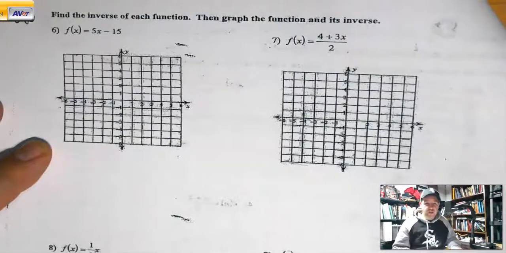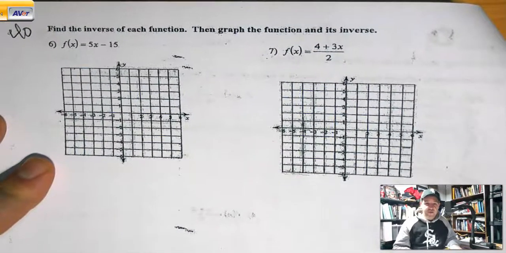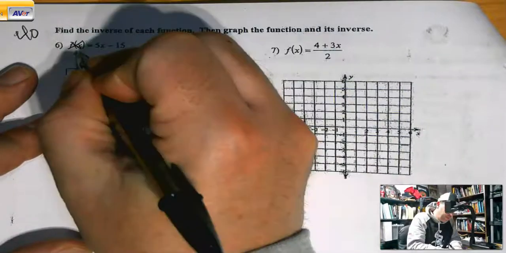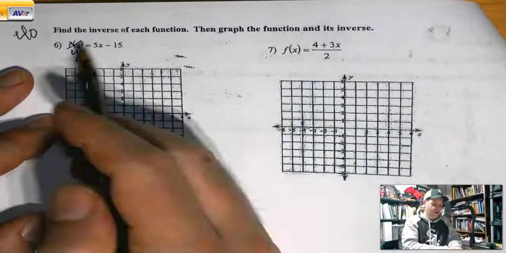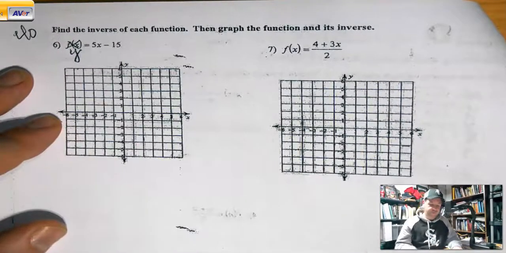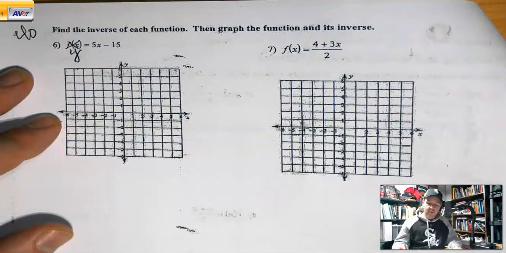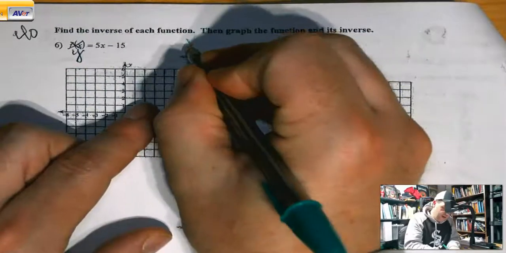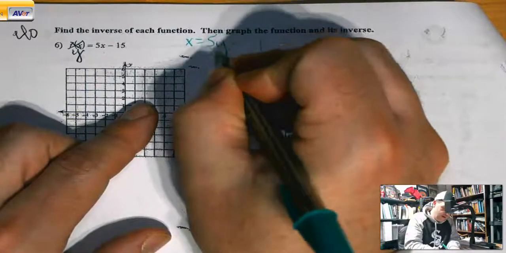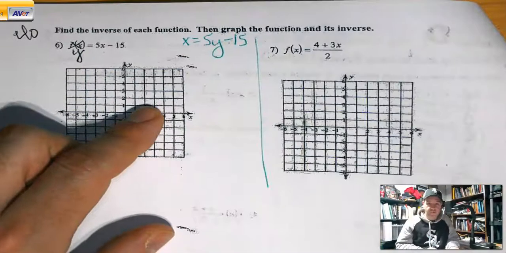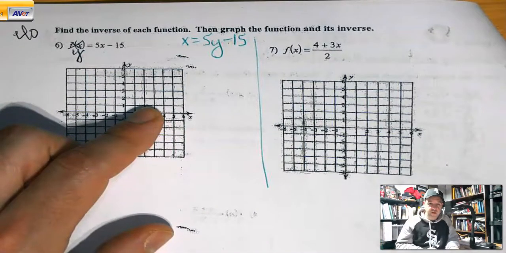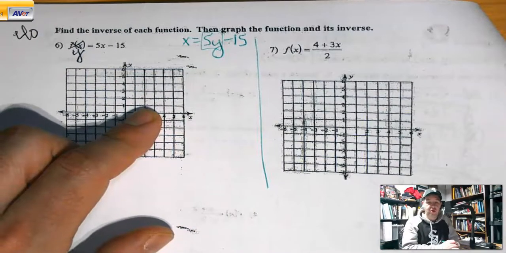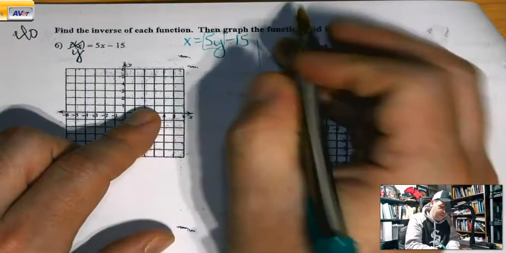So find the inverse of the function, then graph the function and its inverse. Okay, so first job first. It's just y. That's already x, so I'm not going to rewrite that part. So job 1, we're going to find the inverse. So x equals 5y minus 15. What's our job? Get that y term alone. Do the opposite.